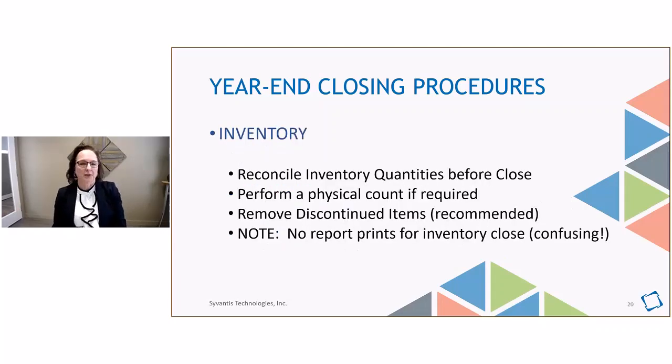Let's go to the second module, which is inventory. Inventory is essentially, unless you have payroll, the first module you're going to close every single year. It also happens to be the one you usually clean up pretty quickly after year end, so it can usually be closed fairly rapidly after year end. Some of the things you're going to want to do are reconcile your inventory quantities before you close, perform a physical count, remove your discontinued items, and then remember there are no reports.